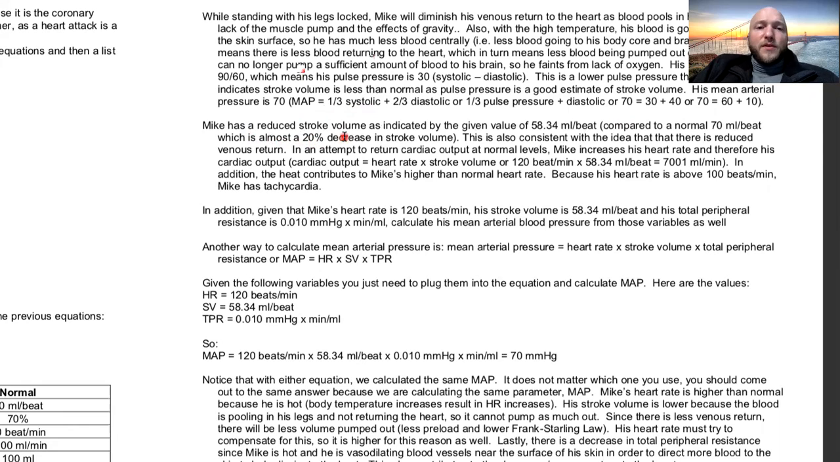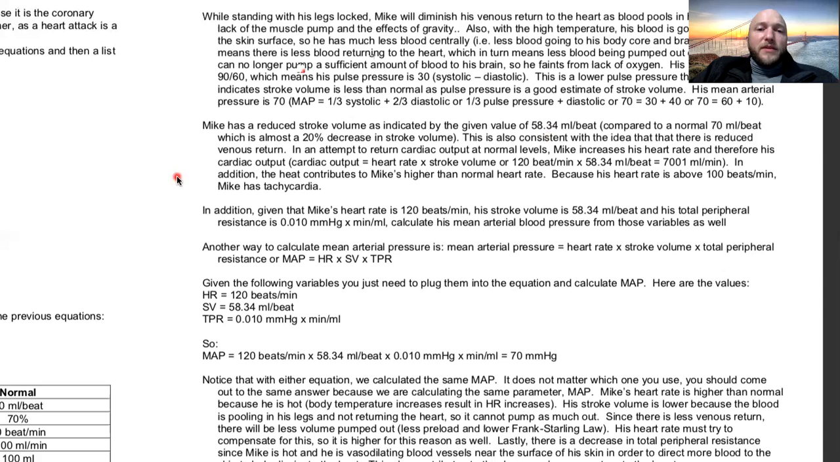Mike has reduced stroke volume, as indicated by the given value of 58.3 milliliters per beat. Normally at 70, that's a 20% decrease in stroke volume. This is also consistent with the idea that there is reduced venous return. In an attempt to return cardiac output to normal levels, Mike increases his heart rate and therefore his cardiac output. In addition, the heat contributes to Mike's higher than normal heart rate. Because his heart rate is above 100 beats per minute, Mike has tachycardia.